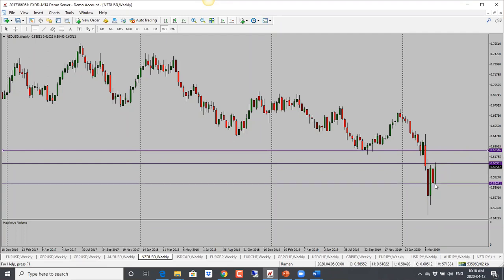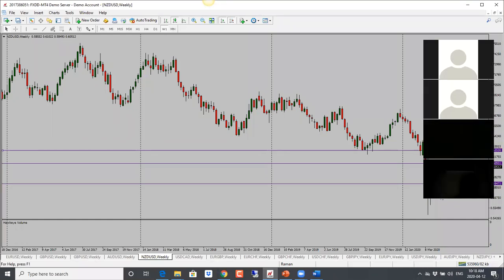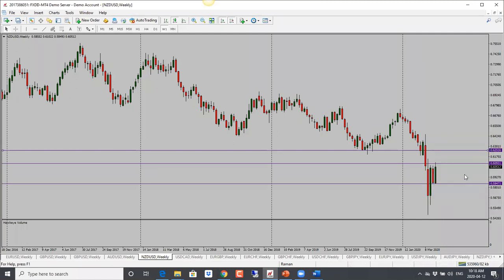So what I'm going to do right now is just put both of these support resistance levels here. So depending on how price reacts here at 0.6100, if it holds below, I'm looking for that move back towards the bottom of the range here. If it goes through, then I'm looking at 0.6250.